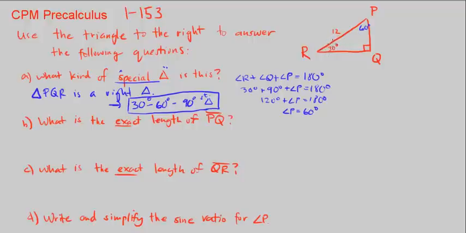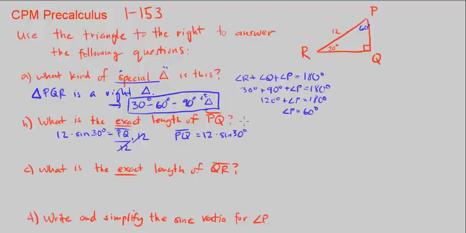my sine, cosine, or tangent, the trigonometric functions, right? So I know sine is opposite over hypotenuse, cosine is adjacent over hypotenuse, and tangent is opposite over adjacent. So if I use sine of 30 degrees, it's equal to PQ divided by 12. If I multiply both sides by 12, I get PQ is equal to 12 times sine of 30 degrees.